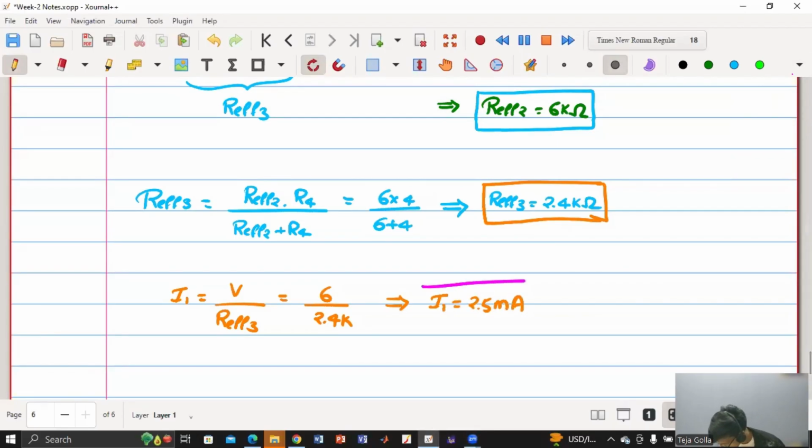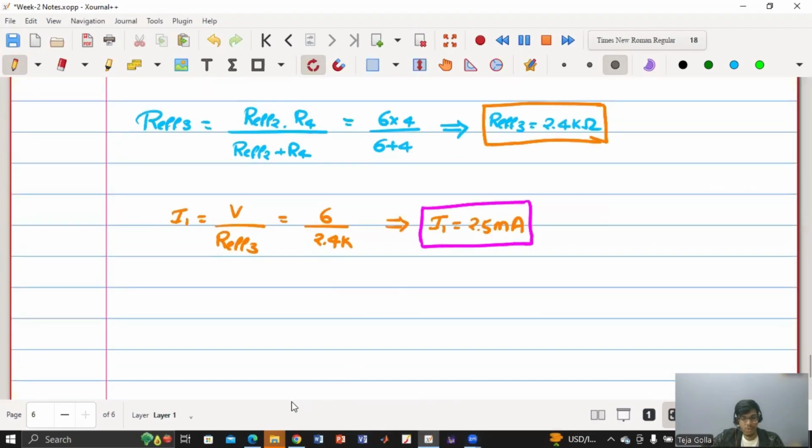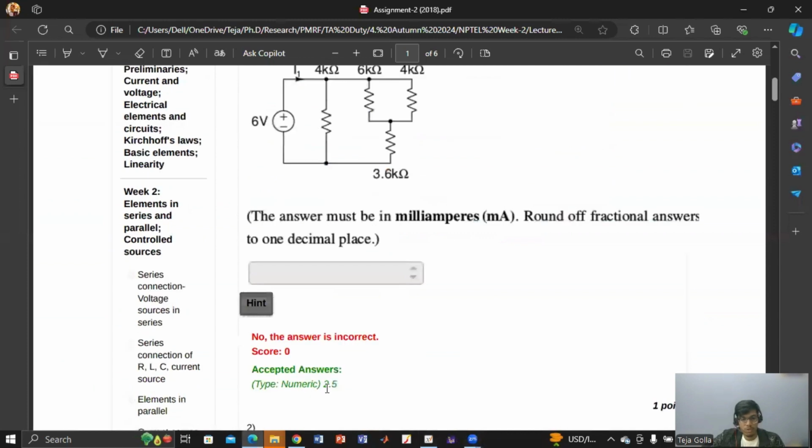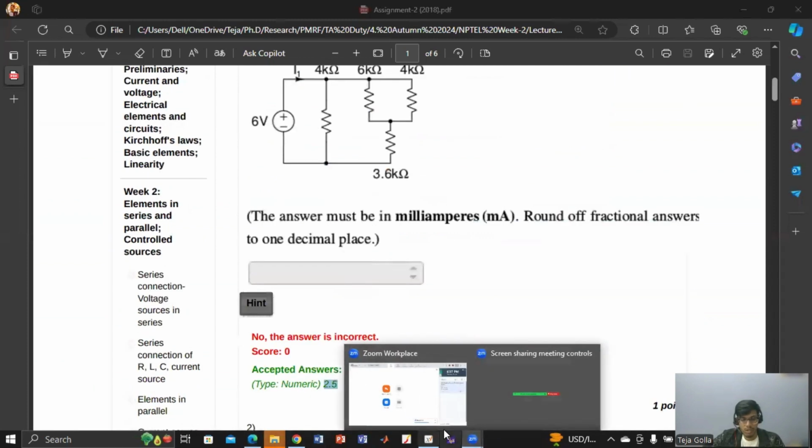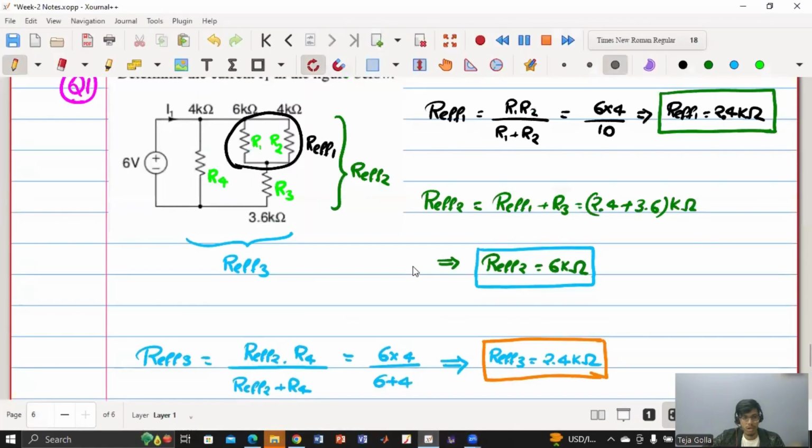So this is the overall I1 that is being supplied by the voltage source. So I1 is nothing but 2.5 milliamperes. Okay, so let us check 2.5 milliamperes. So it is correct. Let me just quickly revise or summarize what we have done in this question.